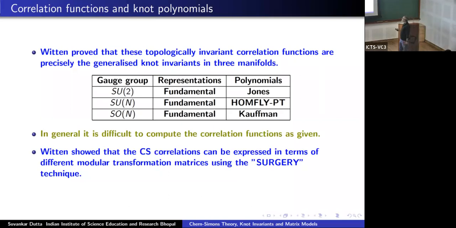In general, it is difficult to calculate the correlation functions as we have defined in the last slide. In his Jones polynomial paper, Witten showed that one can calculate the correlation function for some trivial knots and links by something called the surgery technique. I will very briefly discuss the surgery technique to tell you how to get correlation functions, or the knot invariant, for some simple knots and links using this technique.